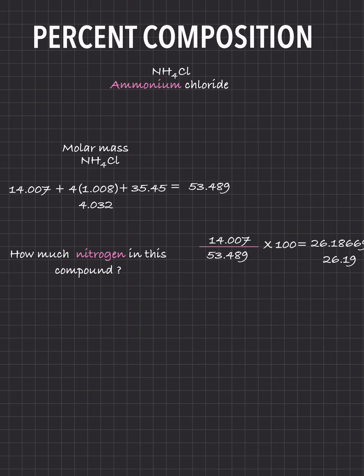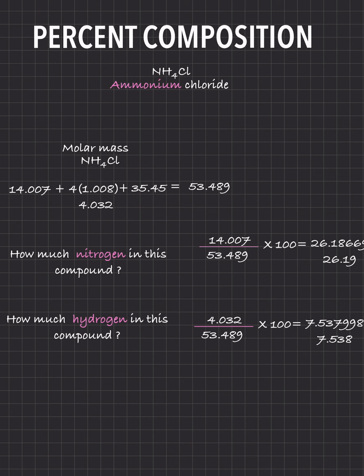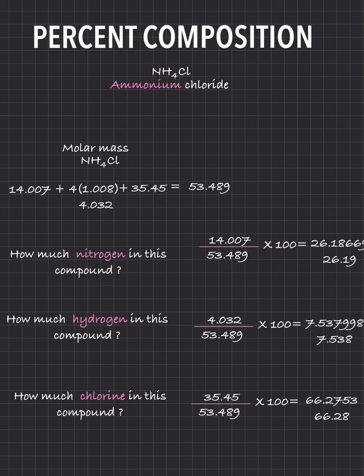Now, let's say they said, okay, how much hydrogen is in this compound? Okay. Again, it's 4 times 1.008, which is 4.032. I give you the number times 100. And again, it's going to be 7.538. How much chlorine is in this compound? So again, 35.45 divided by 53.49 times 100. And again, on all of these, I should have the percentage sign because we did times 100. Again, that would be your percent composition.